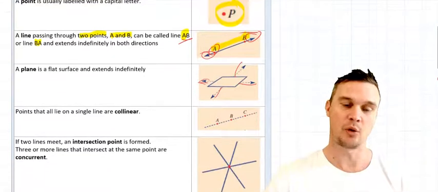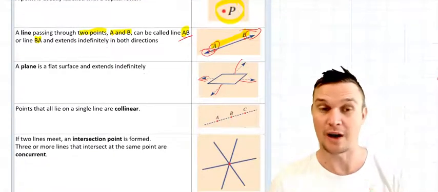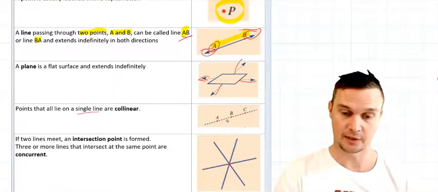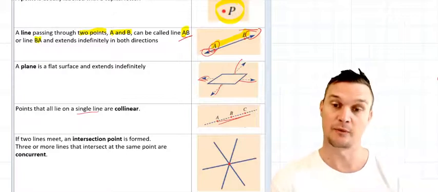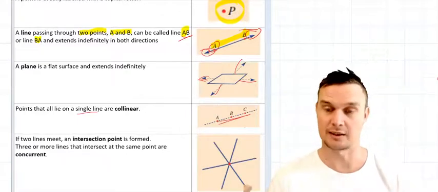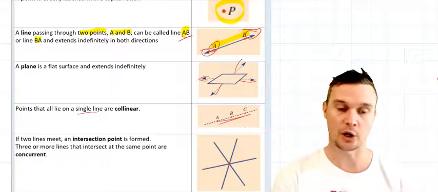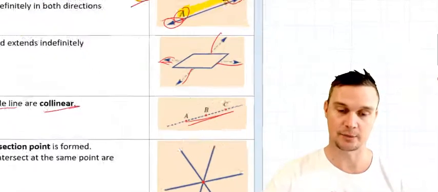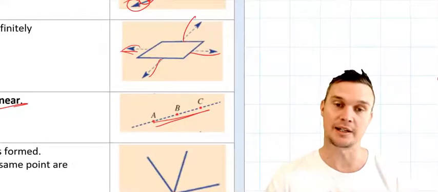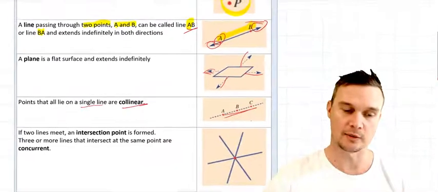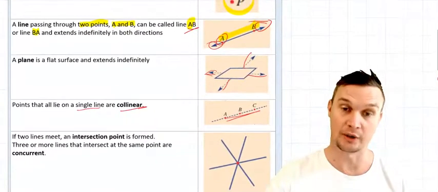And now when we have points that all line up on a single line, okay, so here we've got a line, and we've got 3 separate points, or just a number of different points, we call that collinear. In this example here, you can see that we have A, B, and C. We've got multiple points within a line, and we call that collinear.